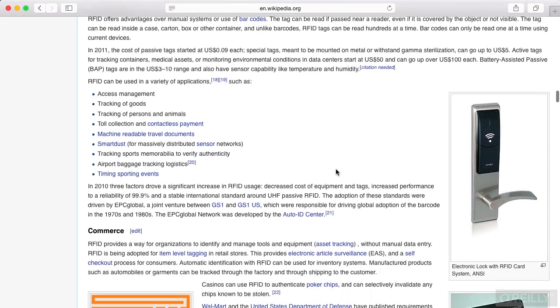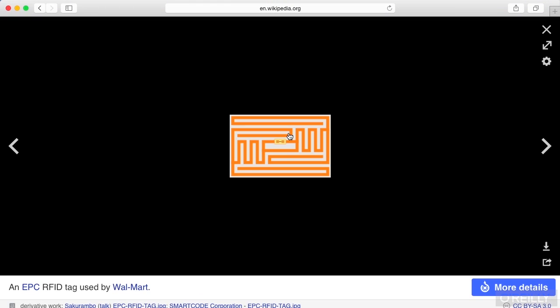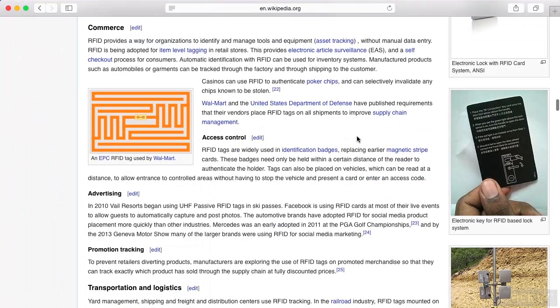So, as I mentioned, you can use RFID with tracking of goods or boxes, toll collection. You could also use RFID, and it is sometimes used for travel documents like passports. Now, here's an example of an RFID tag used by Walmart. This is actually one that's in use. You can see kind of a circuit pattern on it. That's what an RFID tag actually would look like.